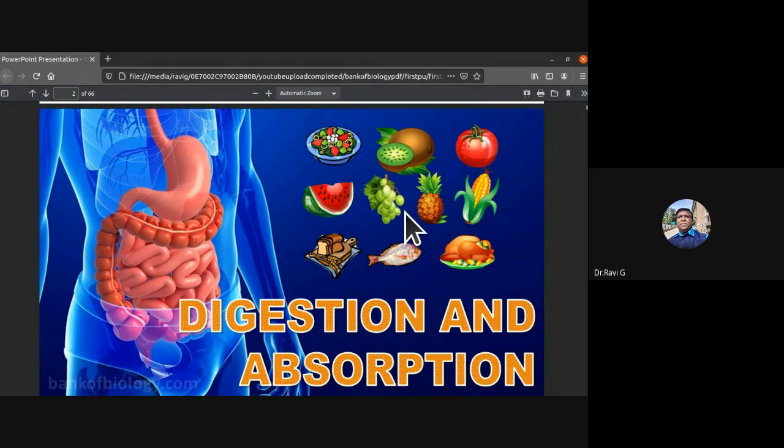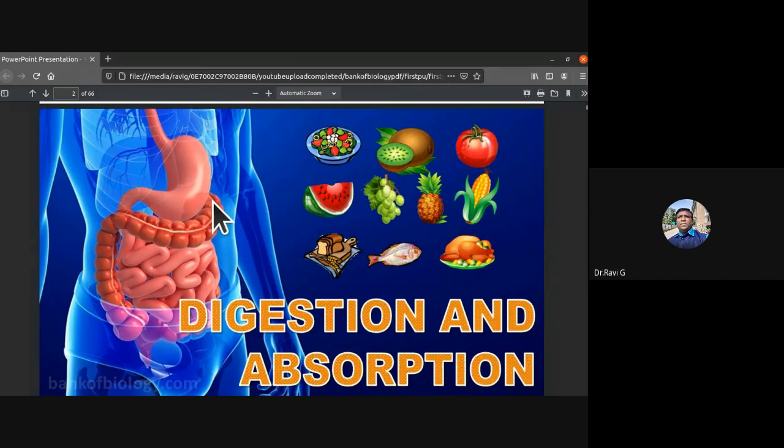Today we'll be discussing the digestion and absorption chapter. It is a very interesting chapter. It is in human physiology. We have interesting topics under them. So, the first chapter is digestion and absorption.